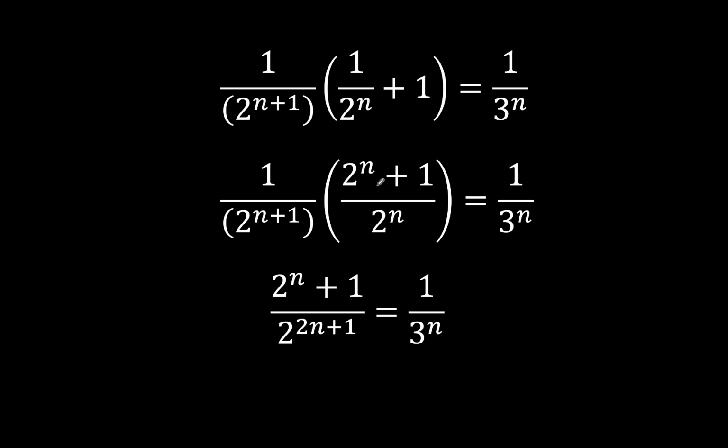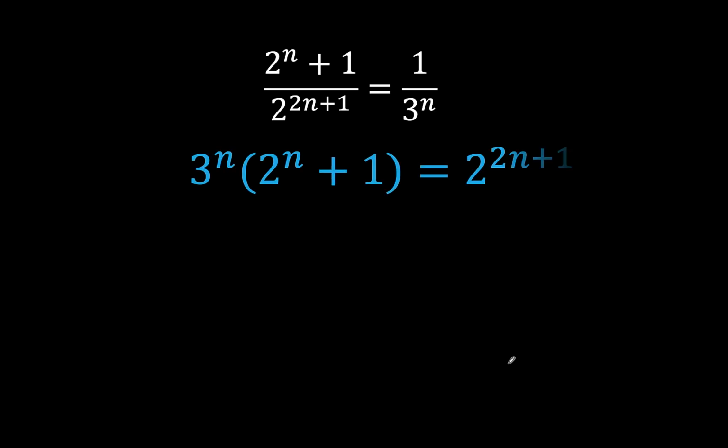So, any number multiplied by 1 is the number. Here, you have the same base. You copy the common base, and you add the exponent n plus 1 plus n to get 2n plus 1. Copy the right side. Then cross-multiply. This is now our result.